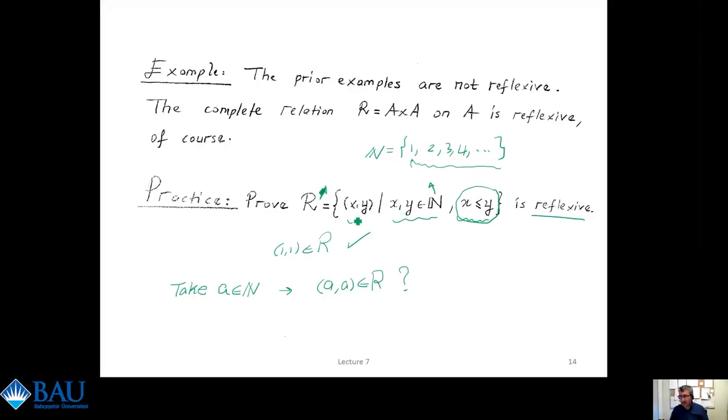So look at it, x, y is related if x is less than or equal to y. So a is related to a if a is less than or equal to a. Is a less than or equal to a? Yes. Therefore this one is reflexive. Done. This is a way to prove that this relation is reflexive.